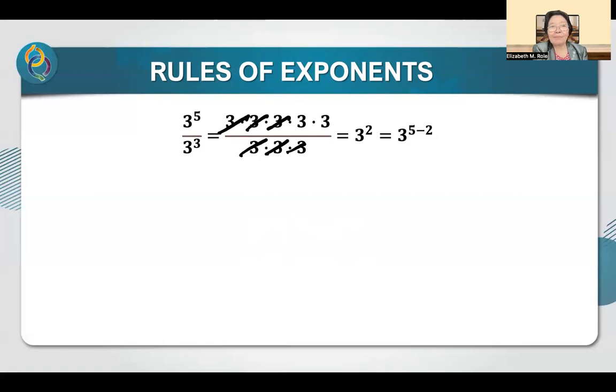And so what does the quotient rule say? Whenever you divide two bases with different powers, the result is actually just the difference between 5 and, I'm sorry, this should be a 3, so 5 minus 3. All right. Sorry for that.